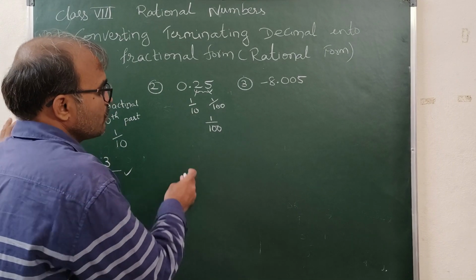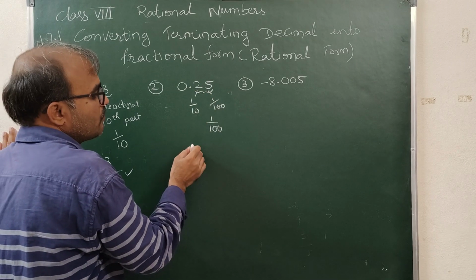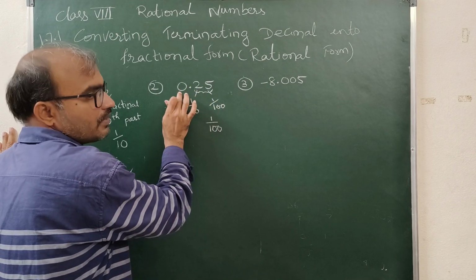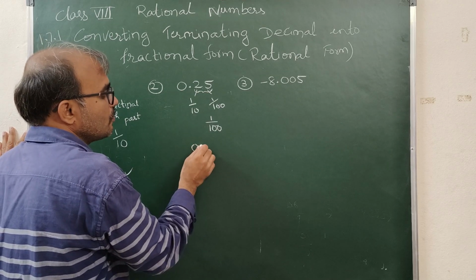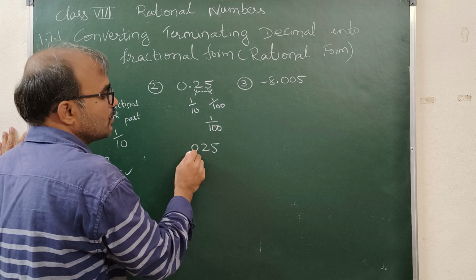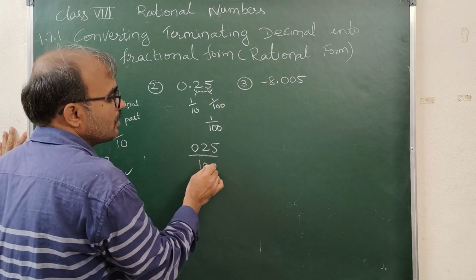So when you convert such a number into p by q form, write the entire number. If there is a whole part, write the whole part also. But you should remove the decimal point. So here 0, 2, 5 is again 25 only. Then write tens, hundreds, so write 100 in the denominator.